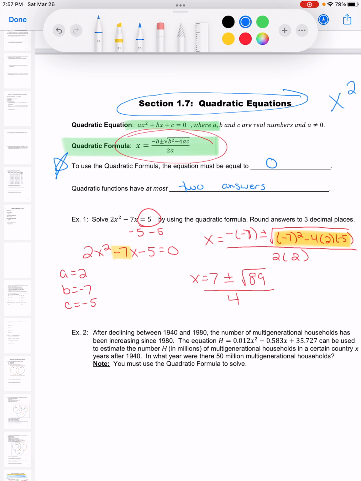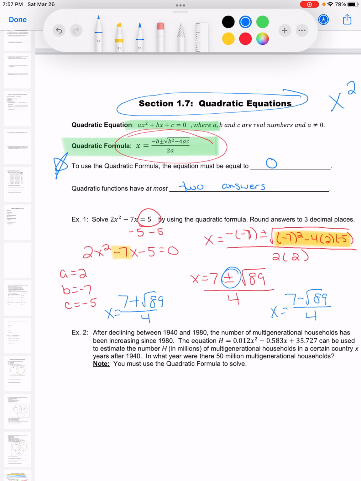Now you might have been thinking, and I haven't addressed it yet, what this plus or minus is. Those are our two answers. We can have 7 plus the square root of 89 over 4. X can be equal to that. And x can be equal to 7 minus the square root of 89, all of that over 4. So we're going to type that in our calculator. Type the numerator in first. So type in 7 plus the square root of 89.